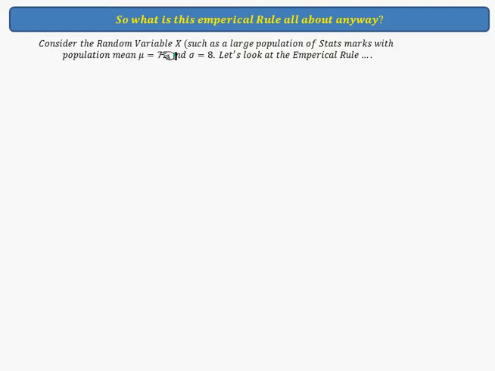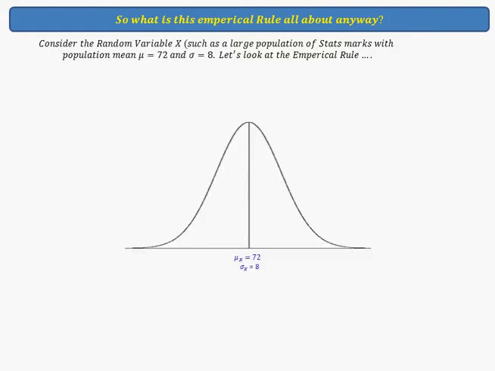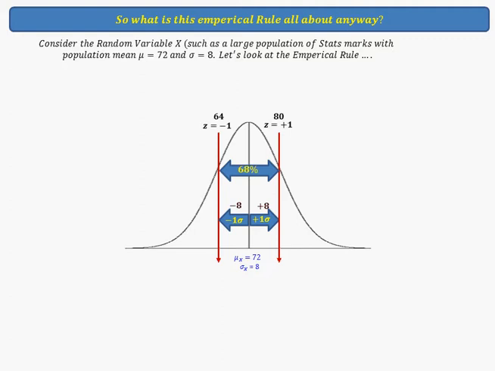If we consider a random variable x, such as a large population of stats marks, with a population mean of 72 and standard deviation 8, the empirical rule says that within 8 units or 1 standard deviation, 68% of the data will fall. And that corresponds to a z-score of -1 to +1.